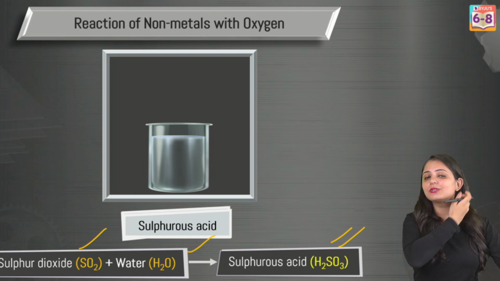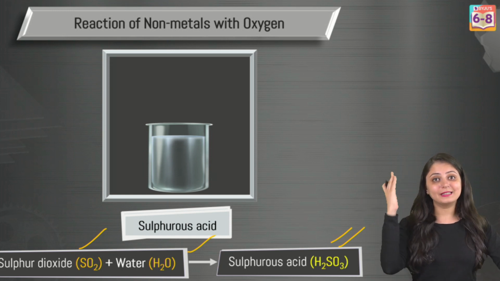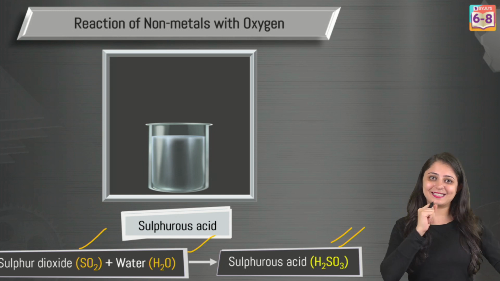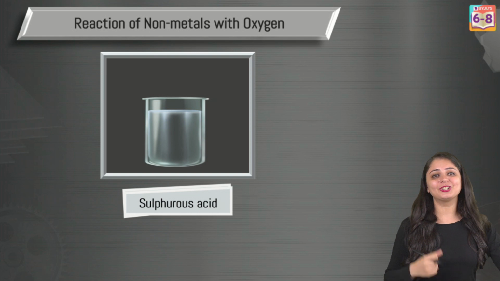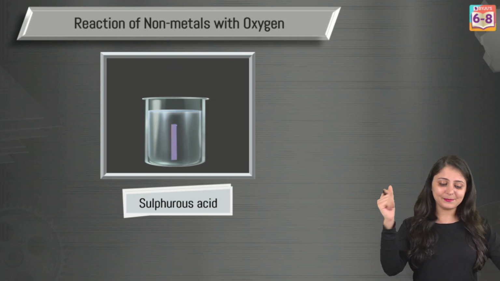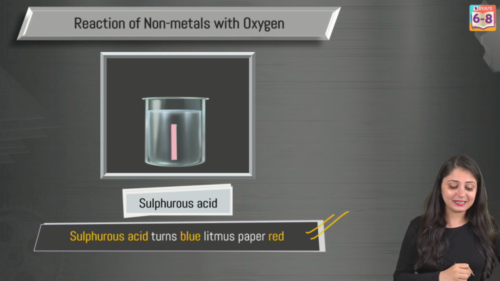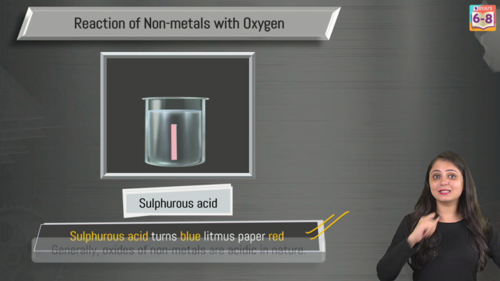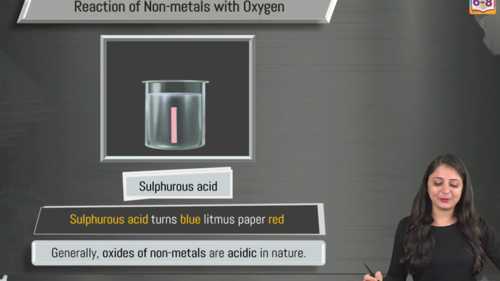I know what you're thinking. You're thinking, why was sulfuric acid not formed? That will come later. But initially, sulfurous acid is being formed. Now, it's an acid, right? If you will check the nature, you will definitely understand that this is acidic in nature. So, if you take a blue litmus, dip it in sulfurous acid, it will turn to red, indicating that non-metallic oxides are generally acidic in nature.